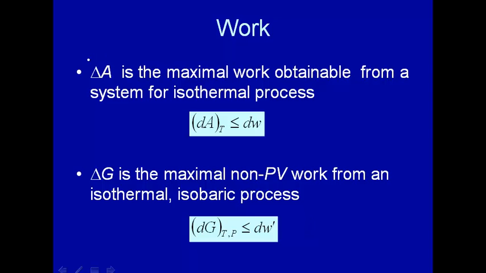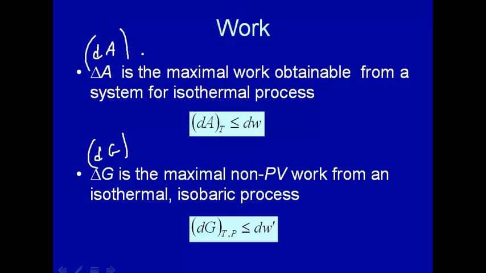What I want to show is that delta A, or dA, is the maximum work obtainable from a system for an isothermal process, or delta G is the maximal non-PV work from an isothermal isobaric process. All right, so let's look first at the Helmholtz free energy.